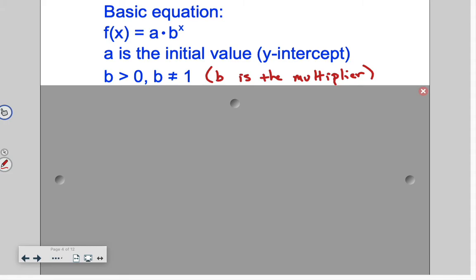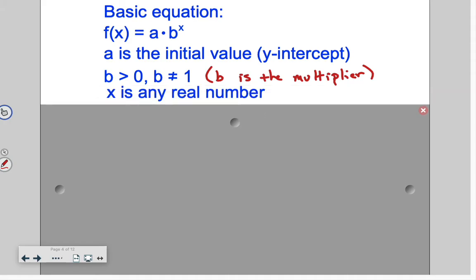First question, why can't B equal 1? Because then there's no growth or decay. If you're constantly multiplying by 1, nothing's changing. So that's again why I talk about B as being the multiplier, if you think about it from that perspective. Last part then is x in that equation, the variable, is any real number. That's your domain. You can plug anything you want in for x.